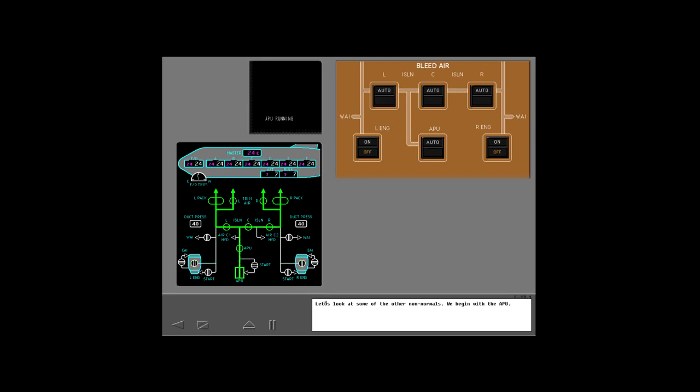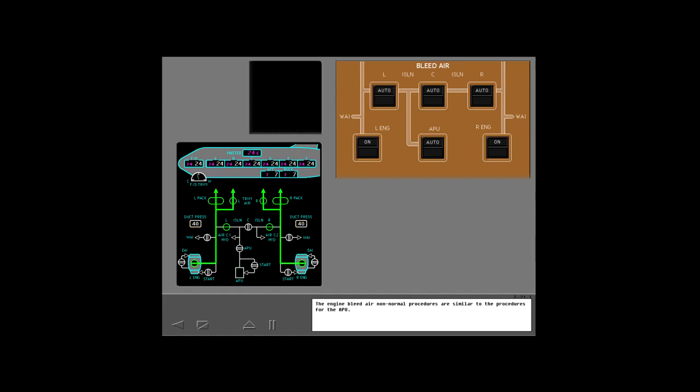Let's look at some of the other non-normals. We begin with the APU. If a system fault occurs, such as bleed air over temperature or over pressure, the first thing you see is the advisory message, "Bleed Off APU," displayed on ICAS. Simultaneously, the off light illuminates, and the APU bleed valve closes. Given this condition, bleed air from the APU is not available, and crew action is not required.